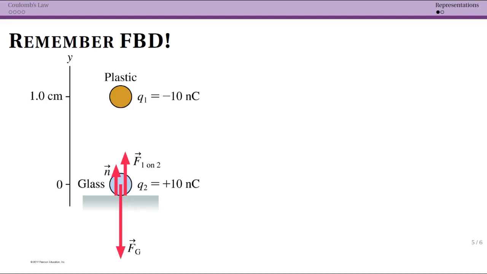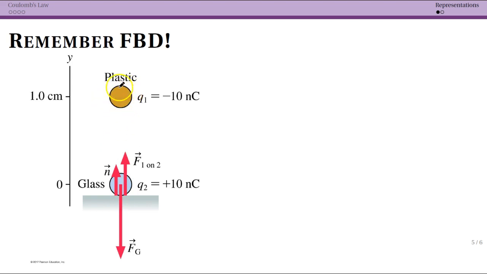Let's talk a little more about representations and how that relates to Coulomb's law and electrostatics. So the situation here that we're going to work with is that we have two beads. One is plastic with a negative charge, and the other's glass with a positive charge. The glass bead is initially sitting on a surface, and the plastic bead is in air.